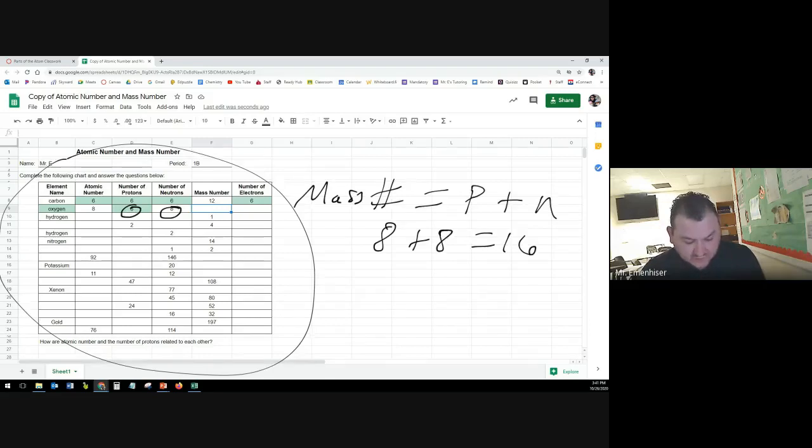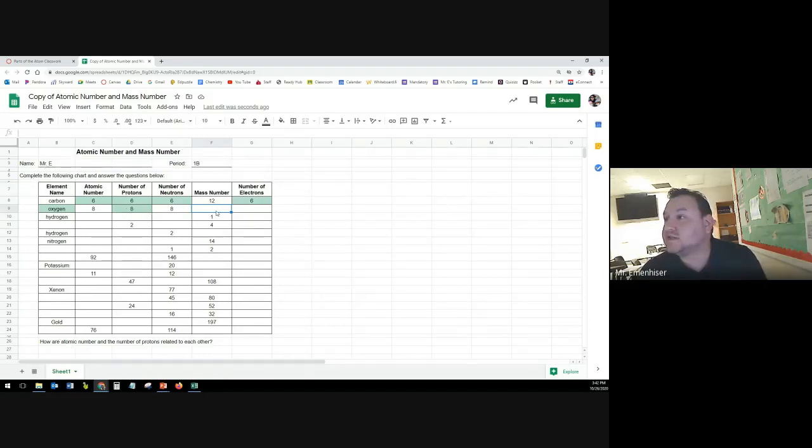All right, let's see what else we got. So that was 16. So I'm going to type 16. Okay. Now, why are these not turning green?